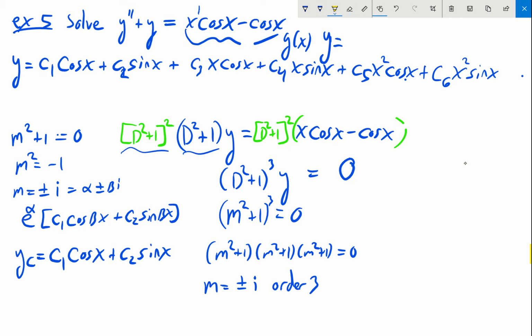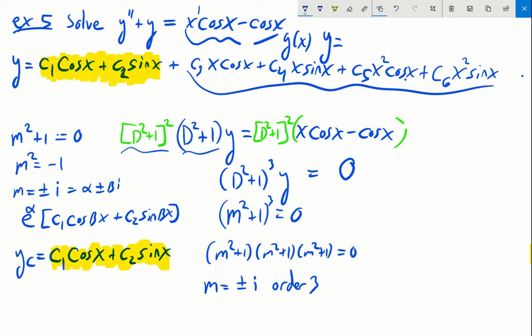Now, some of this is shared with the complementary solution. If we look at the c1 cosine x and c2 sine x, that was already a part of the complementary solution, which means that whatever's left over, it's those terms that would form the particular solution.